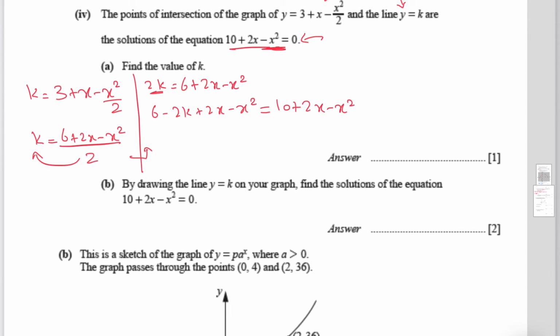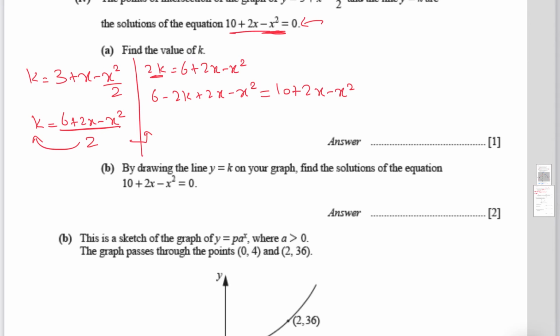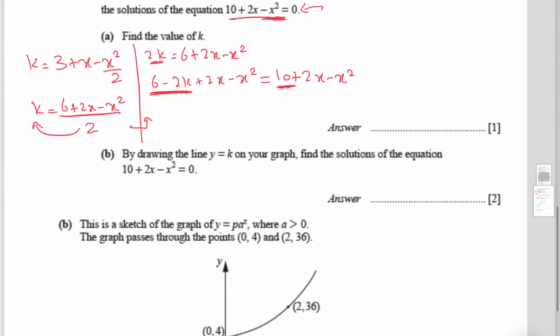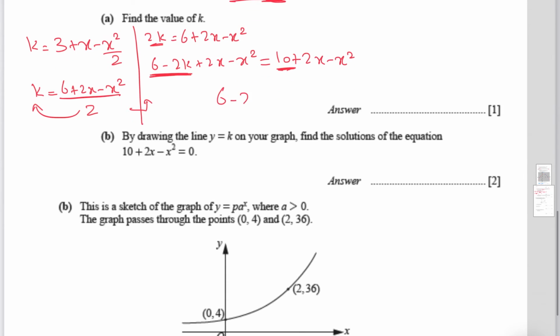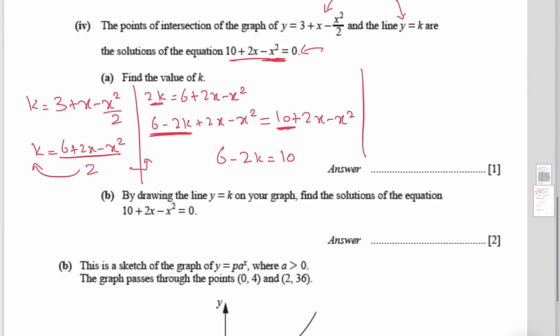The previous equation that we used wasn't incorrect, but this is easier for us. So now let's have a look at this equation. 6 minus 2k over here and 10 over here are the ones that can be set equal to each other. So 6 minus 2k equal to 10. Let's do the remaining part of the question over here.